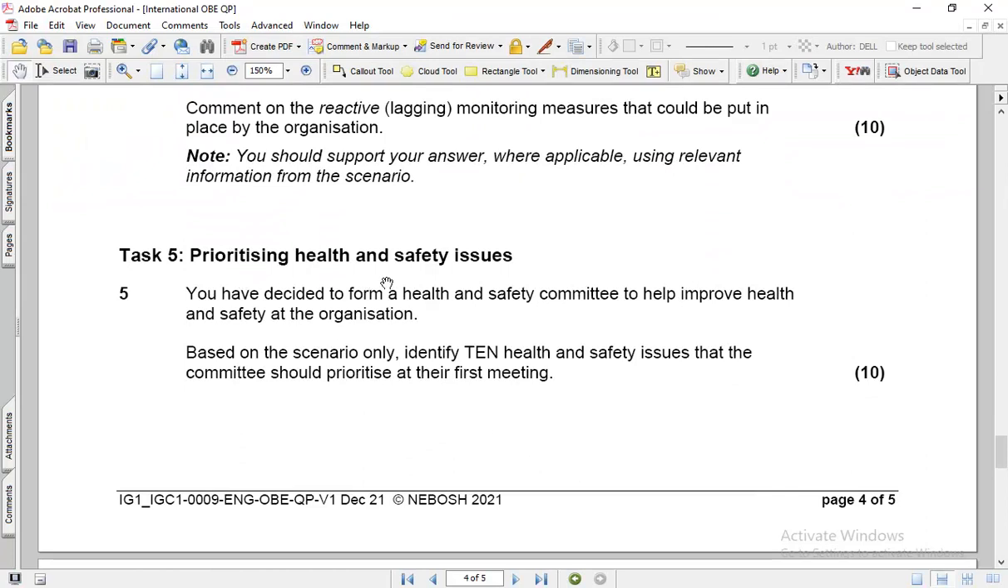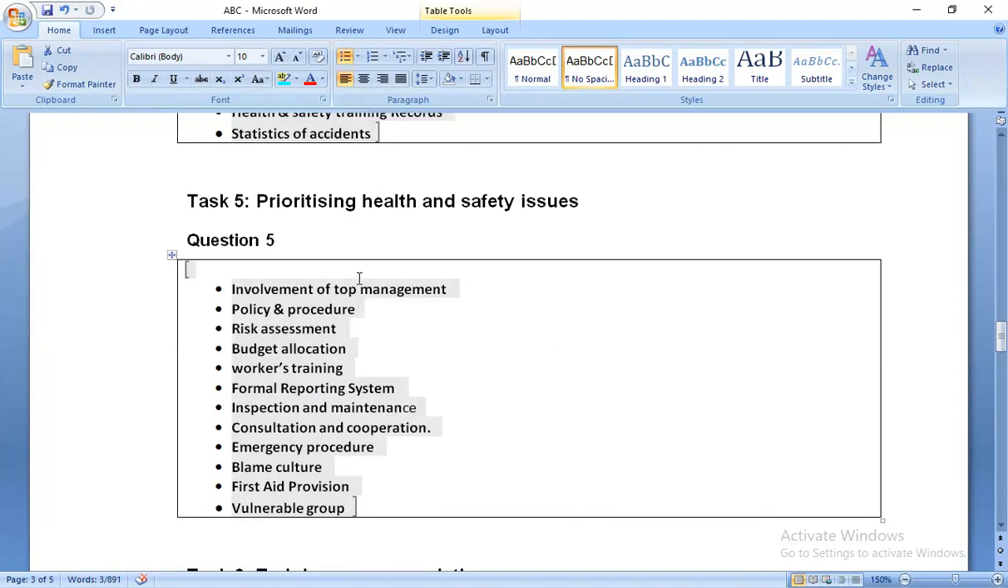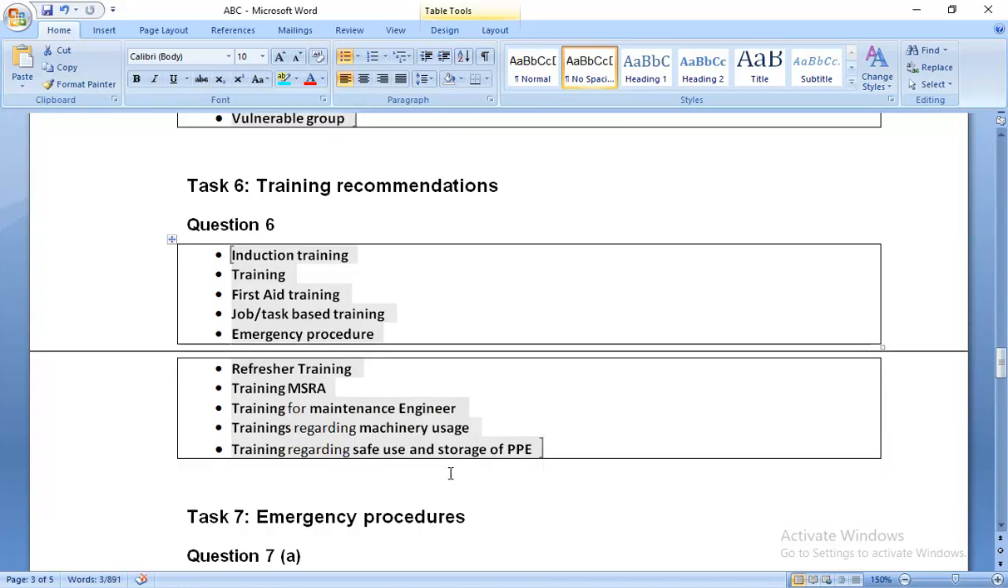Task 5, prioritizing health and safety issues. We have to prioritize 10 health and safety issues for the health and safety committee in the first meeting. So what are those 10 points? Involvement of top management, policy and procedure, risk assessment, budget allocation, workers training, formal reporting system, inspection and maintenance, consultation and cooperation, emergency procedure, blame culture, first aid provision, vulnerable group. So these are the things that we can discuss in the health and safety committee first meeting.